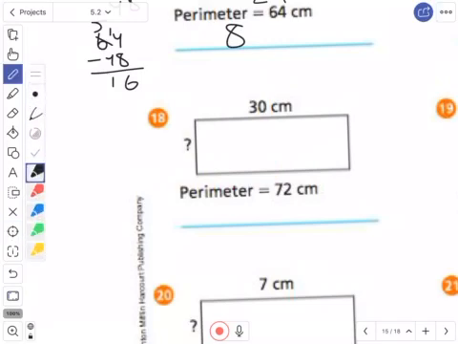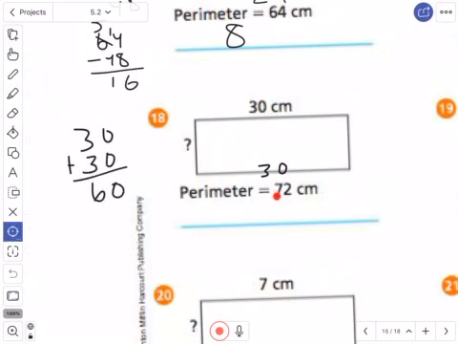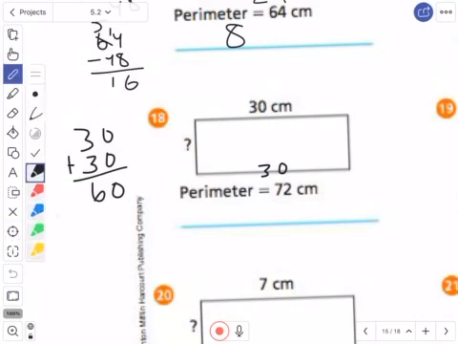So my top is 30, my bottom is 30. So I need to do my 30 plus 30, that equals 60. Okay, but I have to get up to 72. How much more do I need? So I'm going to do 72 minus 60. 2 minus 0 is 2. 7 minus 6 is 1.